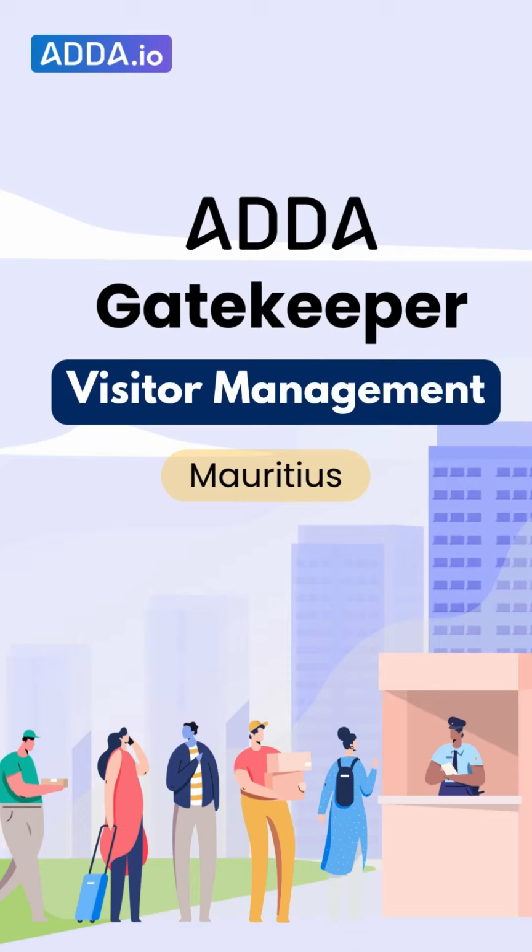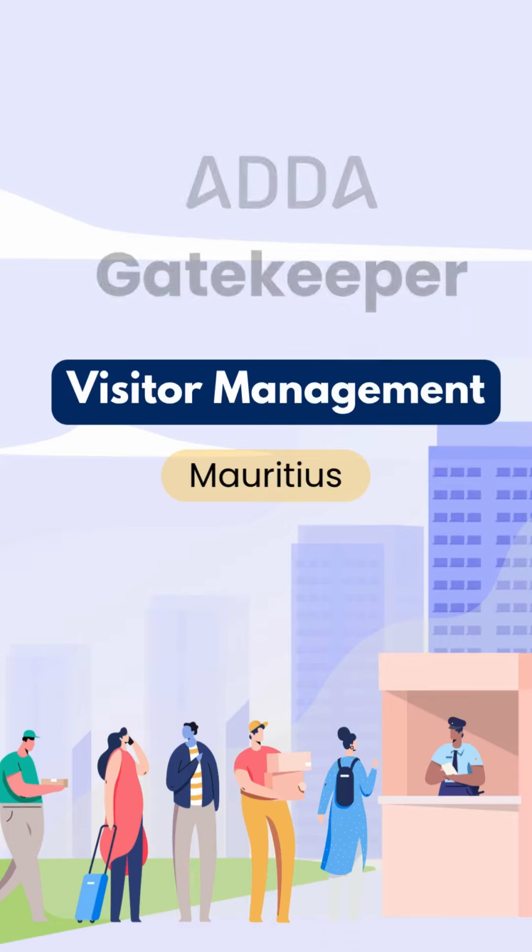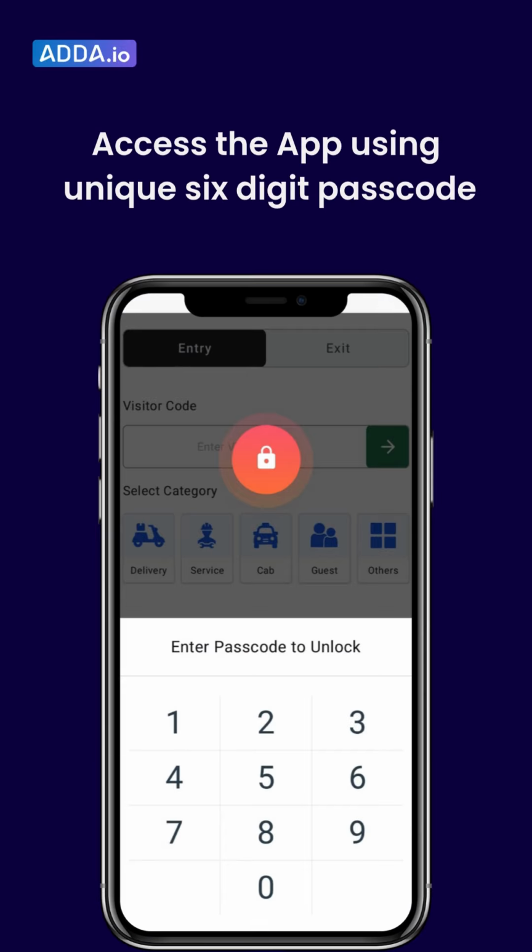In this video, we will see how Paul, a smart and alert security guard, manages the entry and exit process of an MTEL Wi-Fi service technician using the Adda Gatekeeper app. Paul opens the Adda Gatekeeper app and logs in using his unique 6-digit passcode. Each security guard has a different passcode, which can be set up through the Adda Gatekeeper module.